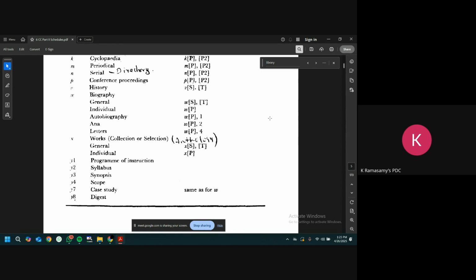Okay. For example, rural, urban. Rural is 1-1, urban is 1-2. Both are coordinate classes, 1-1, 1-2. One is not superior to other, one is not inferior to other. Both are equal status. In that case, you can go for this superimposition device.